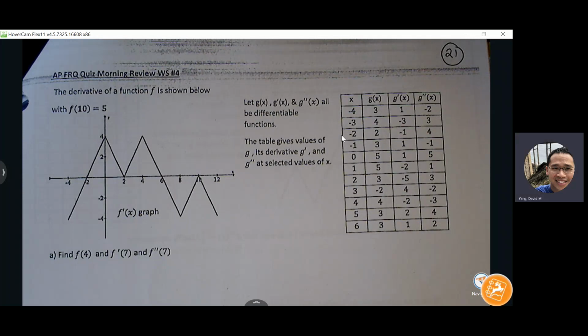Okay, I'm going to work through parts of pages 21 and 23. Let me know if you have any questions. Okay.